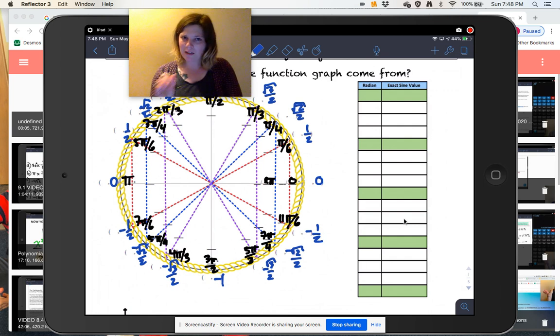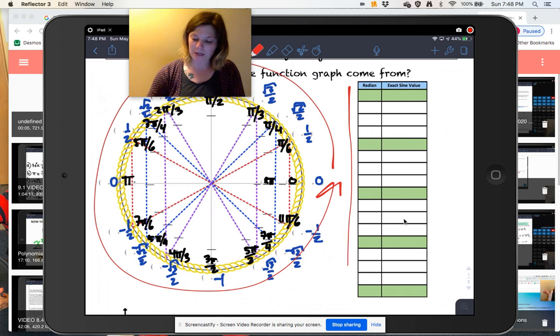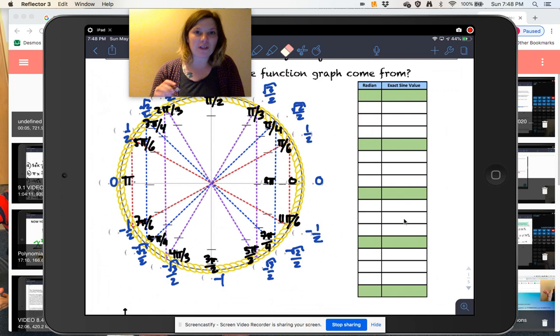So let's start. We're going to work our way around the unit circle. We're going to go around in this direction, and it's going to take us from top to bottom in the table. So again, we're going to be filling out a table step by step.